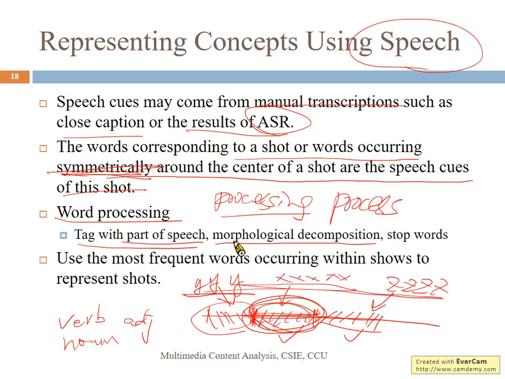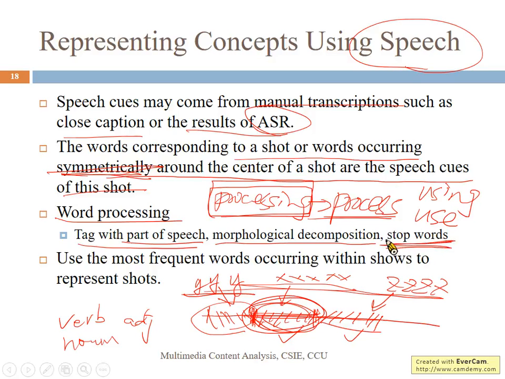So the so-called morphological decomposition is we will transform a given word into its original form, like using. The original form of using should be use. So this is called morphological decomposition. And also, they try to eliminate stop words.